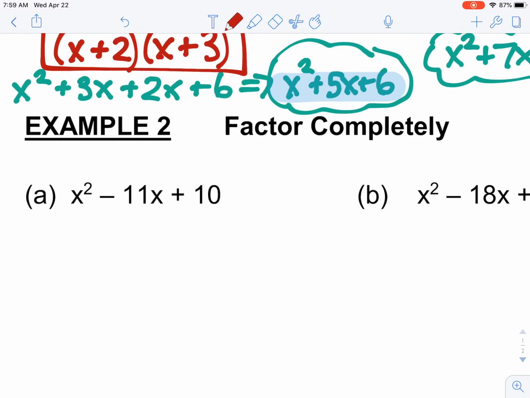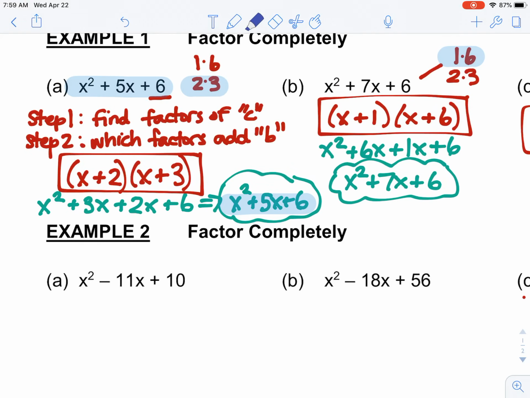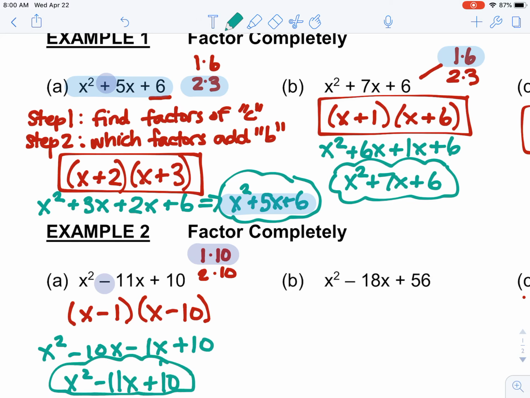All right, for the next examples, we're going to continue the same thing. Now the difference here is, let's see if we can highlight that. In example 1, I had a plus sign for b, now I have a negative sign for b. So that's the difference. I start the same way. I'm going to find the factors of c, 1 and 10, and 2 and 5. Same process, they have to add to equal b, so they have to add to 11. So we have 1 and 10. But now it's going to be x minus 1 times x minus 10. So let's check our work. X squared minus 10x minus 1x plus 10. Combine like terms. And this is my original equation, so I know I found my factors correctly.